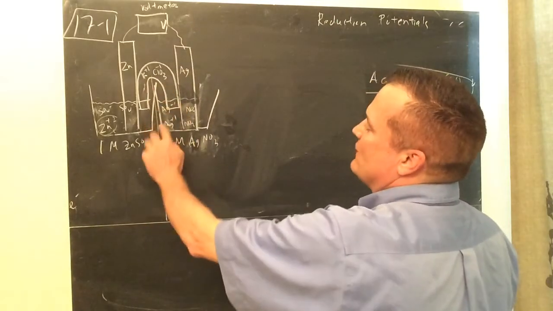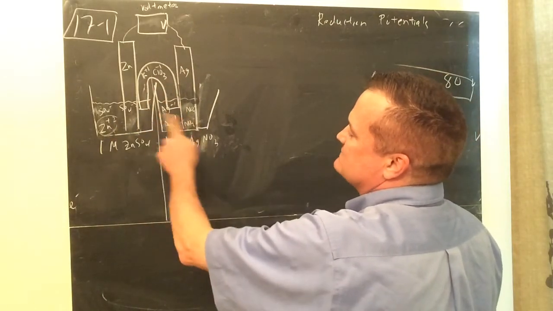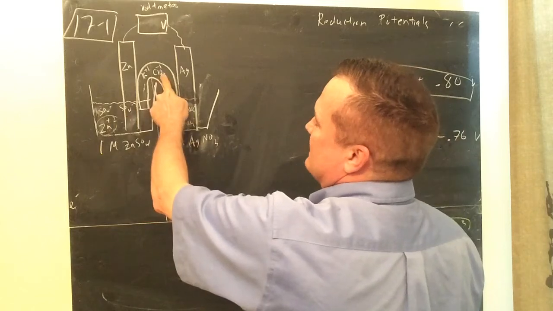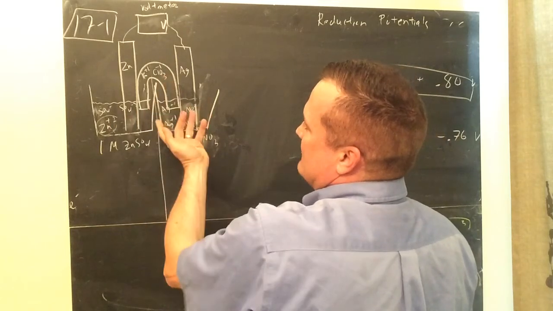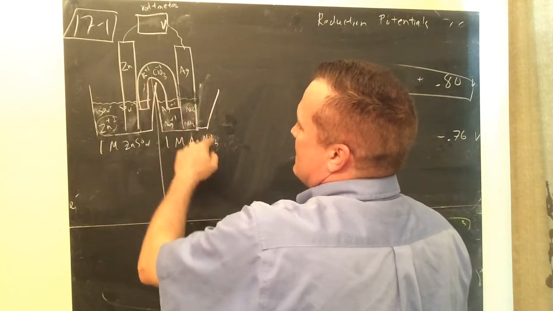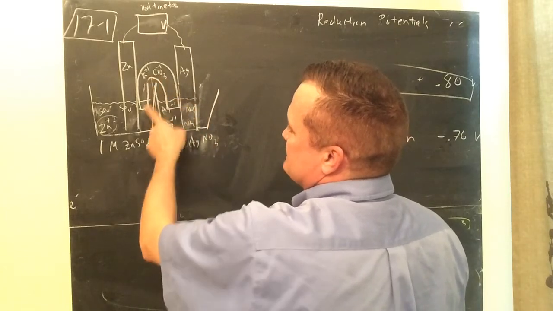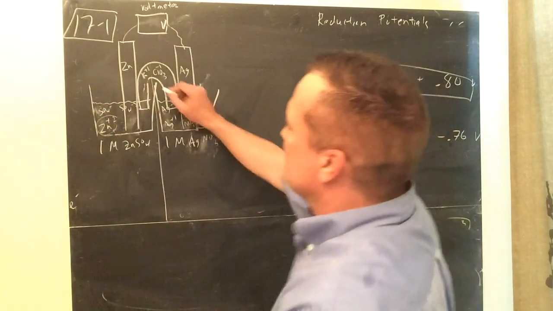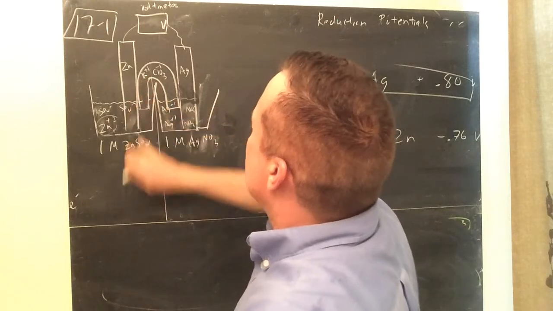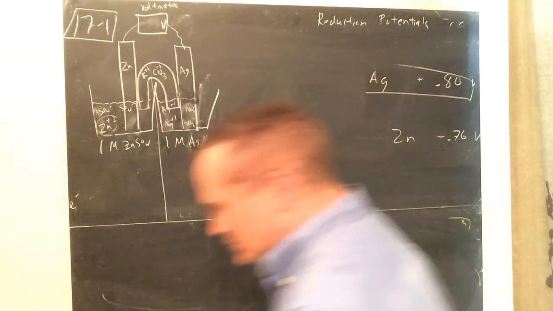I want to use a chemical that will not precipitate when it mixes with these. So zinc chlorate will not make a solid. Silver chlorate will not make a solid. Potassium nitrate will not make a solid. Potassium sulfate will not make a solid. So I want to use something like that. All right. So what's going to happen in my little cell?